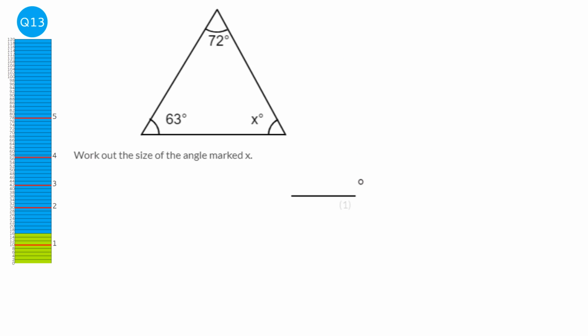The angles in the triangle add up to 180. So I'm going to take away the angles that we know, which is this 63 and this 72, from 180. And when I do that, I get the answer of 45. So my answer is 45 degrees.